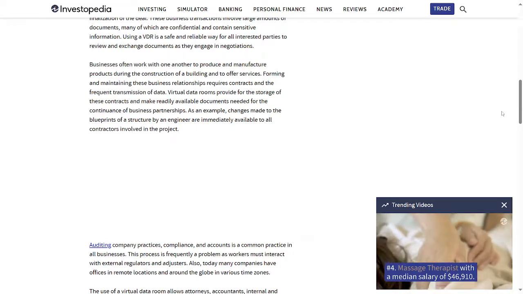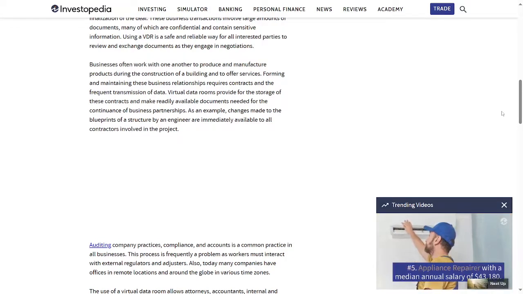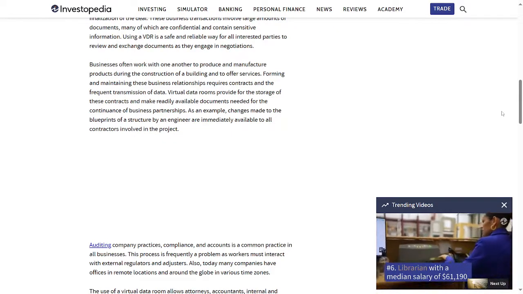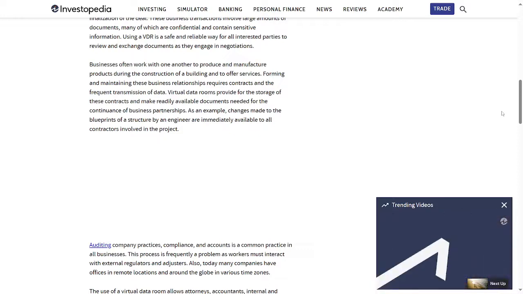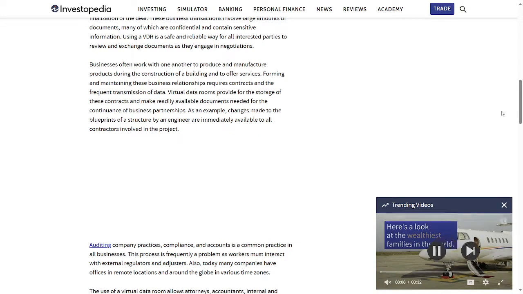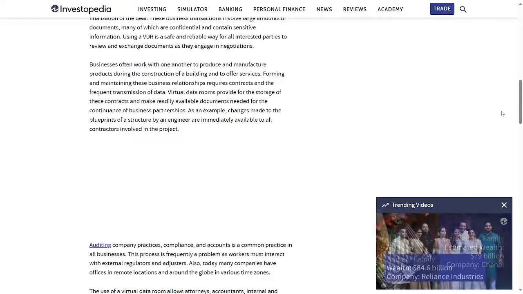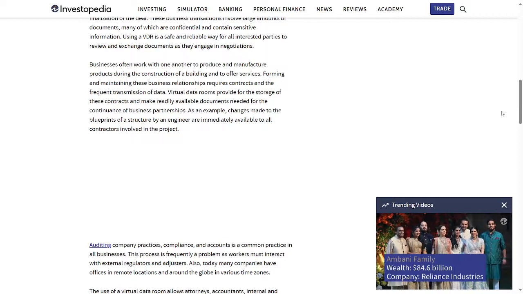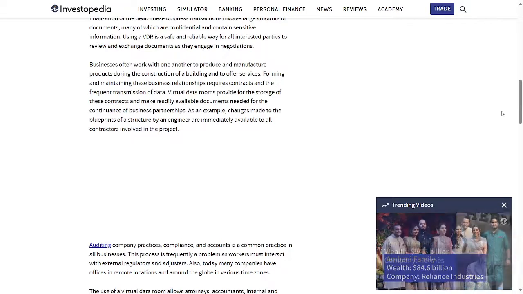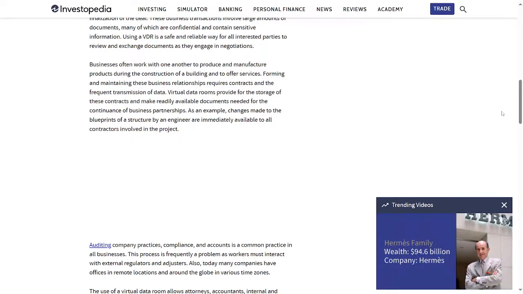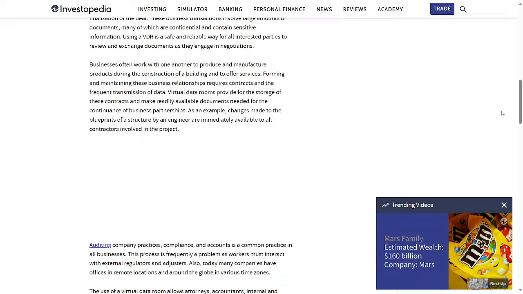Businesses often work with one another to produce and manufacture products, during construction of a building, and to offer services. Forming and maintaining these business relationships requires contracts and the frequent transmission of data. Virtual data rooms provide for the storage of these contracts and make readily available documents needed for continuance of the business partnership. As an example, changes made to the blueprint of a structure by an engineer are immediately available to all contractors involved. So it makes reliability more accessible.